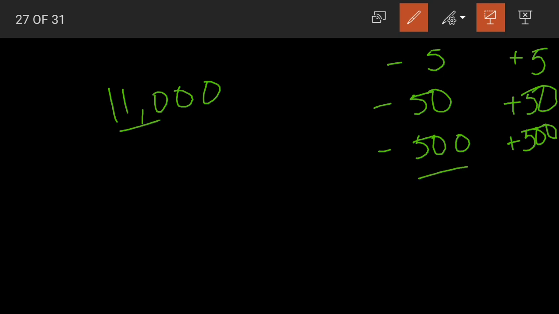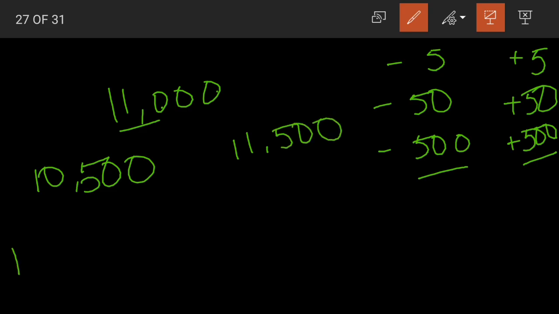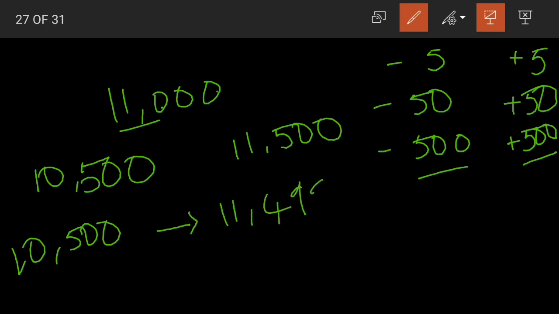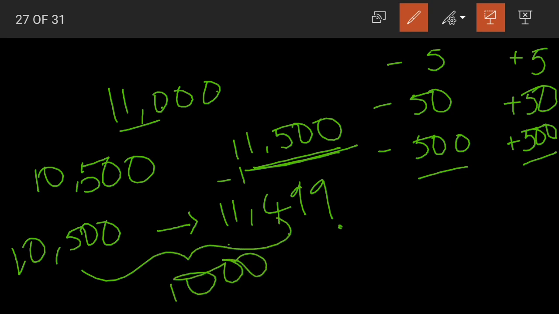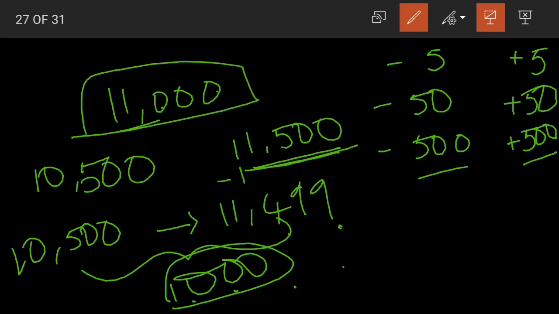Now 11,000 minus 500 becomes 10,500. Now 11,000 plus 500 becomes 11,500. So the numbers from 10,500 till 11,499. Do not always take the last number, take minus 1 of it. So 11,499. These 1,000 numbers, when rounded off to the nearest thousands, can be estimated as 11,000. Understood, students?